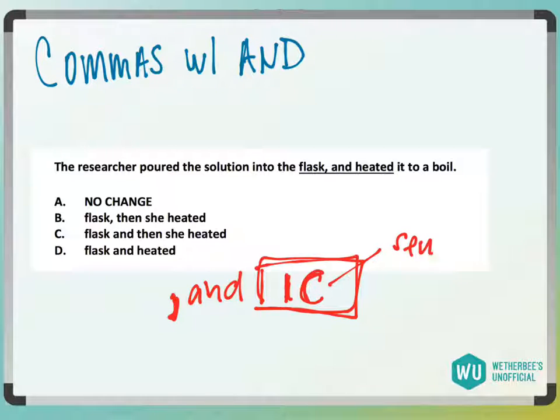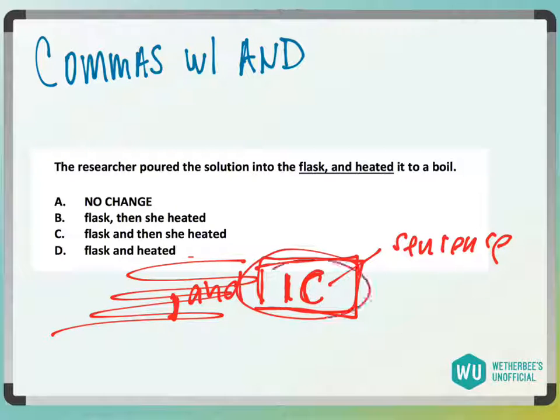So as a sentence, right? So as long as you can cross off everything in front of it and what comes after and can stand on its own as a sentence, you by all means can put a comma in front of the word and, right? So let's look at answer choice A, so the no change.